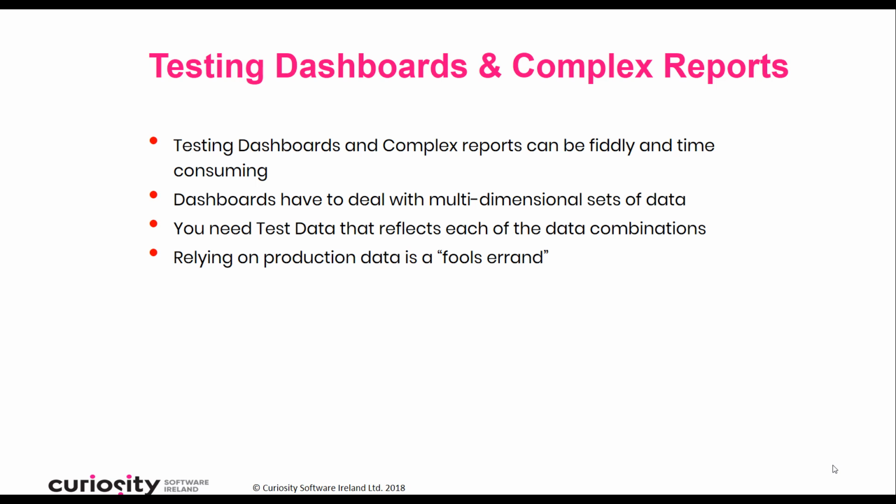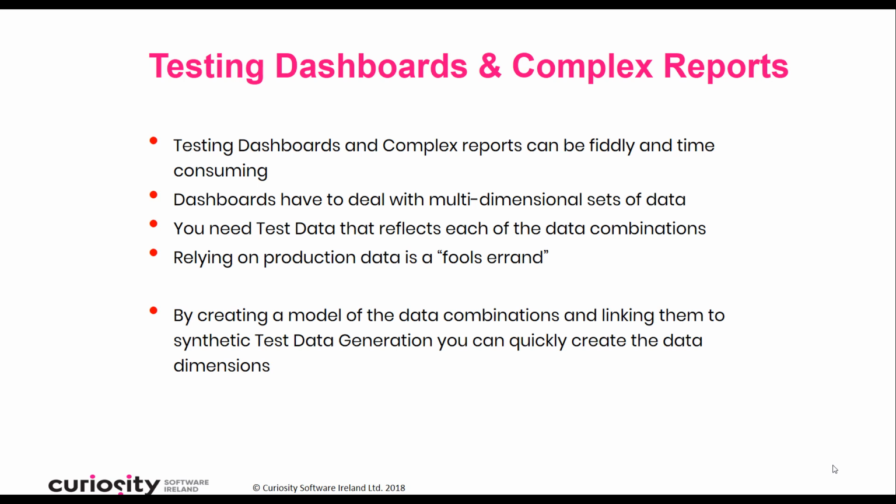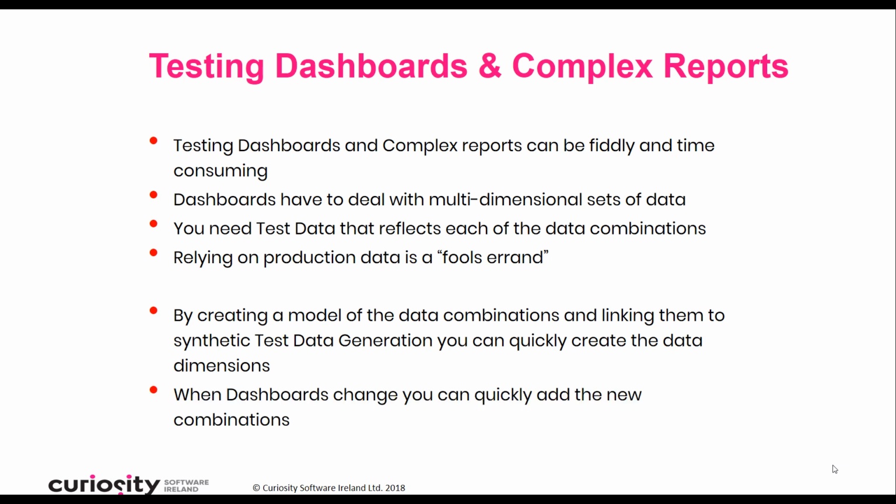What I mean by that is you can spend an awful lot of time trying to hunt for data, and then when you use it, you're not actually really sure if it's testing the correct combinations. By creating a model of the data combinations and linking them to synthetic test data generation, you can quickly create the data dimensions. When dashboards change, you can quickly add the new combinations.